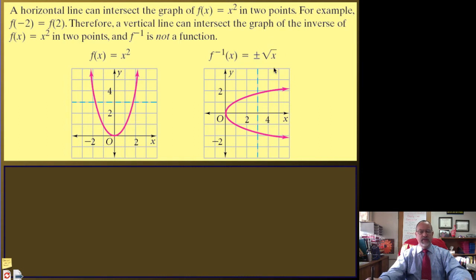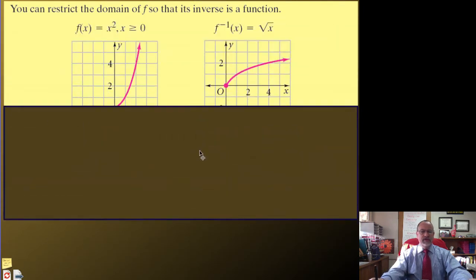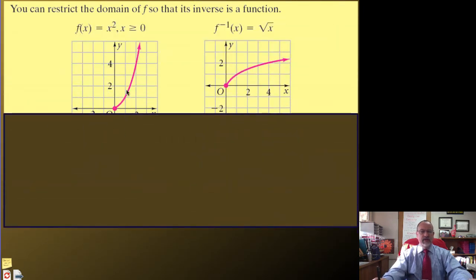We also notice from the equation that it's plus or minus, so it's not a function. So the inverse of the x squared function is not a function. However, if we limit the domain of the original function to just positive numbers, then we do the horizontal line test, you'll notice that the inverse is a function. And this is the function, the square root of x.